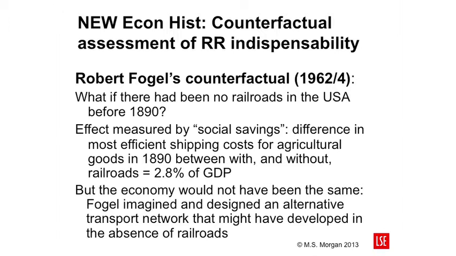Because, of course, if you took away the railroads, people wouldn't have settled where they settled and wouldn't be shipping stuff from where they shipped it to the markets. They would be somewhere else. So Vogel imagined and designed an entire alternative transport system that might have developed in the absence of railroads, in order to properly measure the impact that the railroads had.